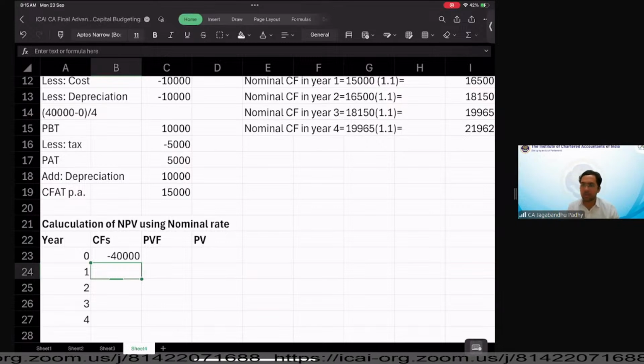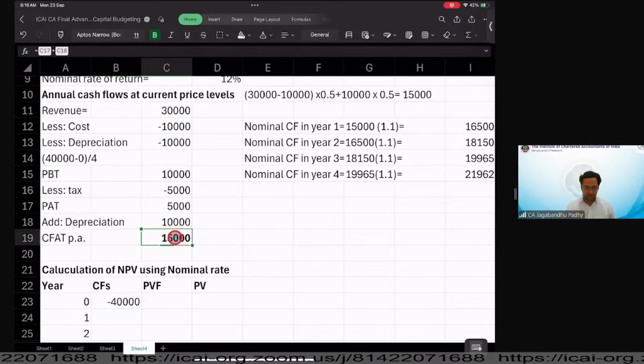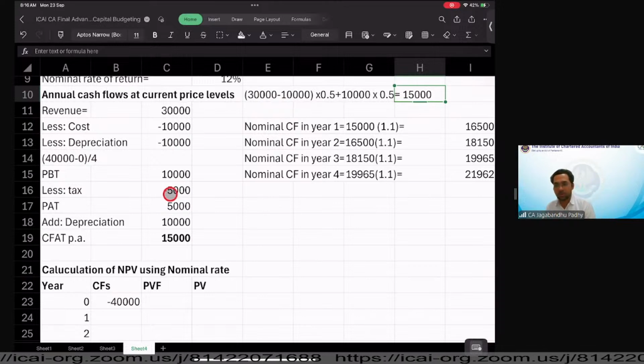Amita is asking, why did we deduct only 10,000? Where did we deduct only 10,000? In which case are you saying? Because our cash flow after tax is 15,000 over here. Even if you follow the other method, that's also going to give you the same 15,000. But these are two different approaches that we follow, right? To compute the CFAT, we are following two different approaches.